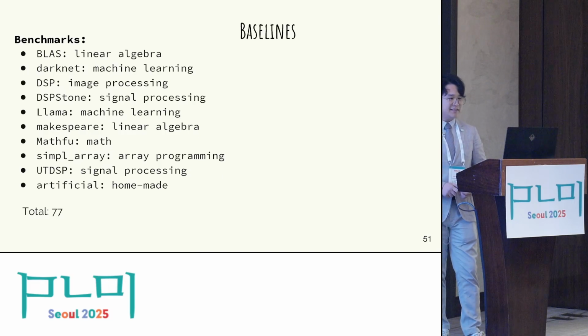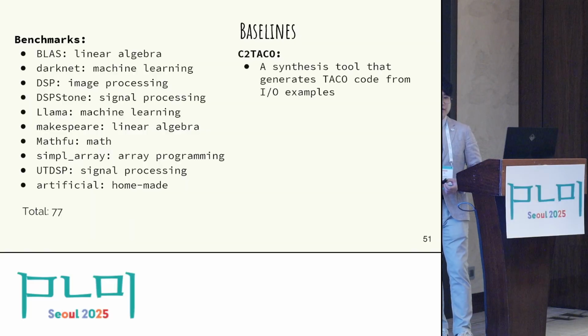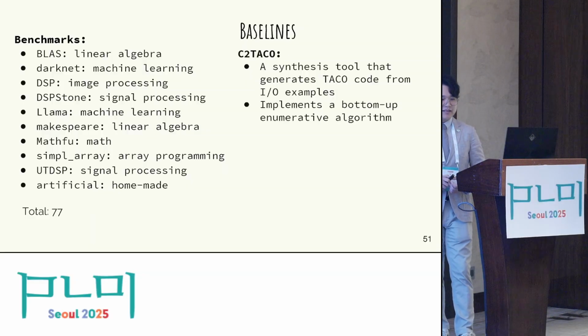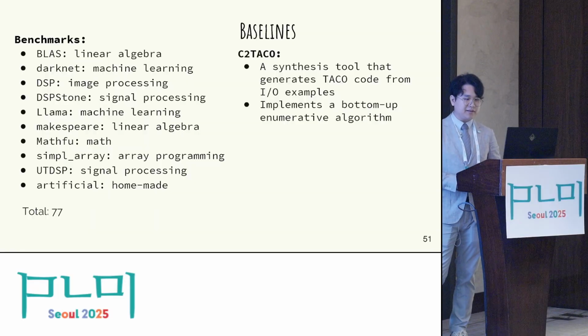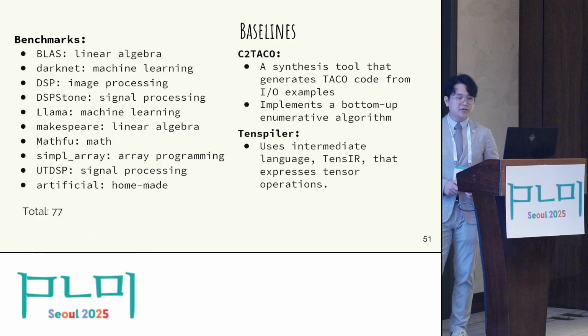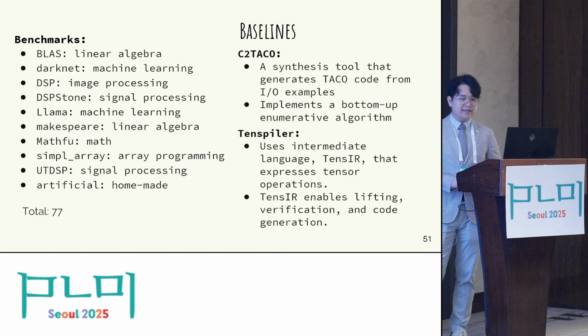Here are our baselines. The first is the previous state-of-the-art, C2Taco. It is a synthesis tool that generates Taco code from IO examples. It implements a bottom-up enumerative algorithm without guidance. And another baseline is also a previous state-of-the-art synthesizer, Tenspiler. It uses an intermediate language, TensIR, that expresses tensor operations. And TensIR enables lifting, verification, and code generation.